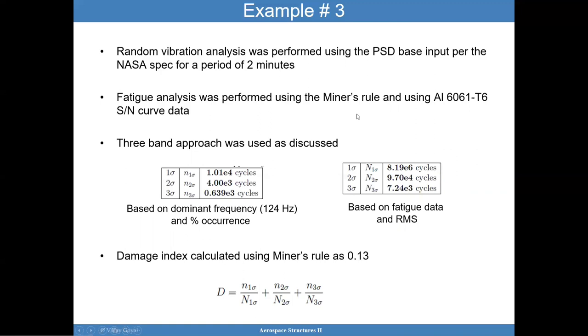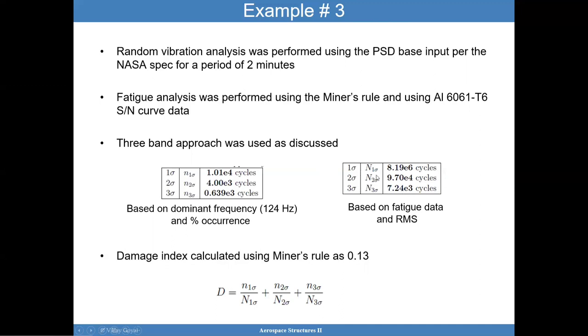So again, using a very similar process, what we've done is use a three-band approach and then calculate the number of cycles based on the occurrence, and the dominant frequency in this case was 124 hertz. Just with this information and the fact that it's 2 minutes, you should be able to replicate this number of cycles. And then using the RMS data and using the fatigue data, we can calculate the maximum number of cycles for each of these stress levels.